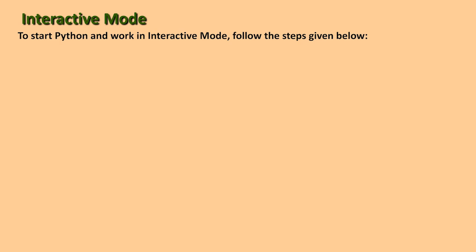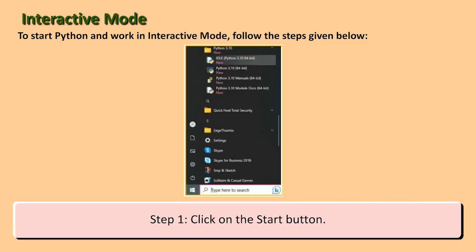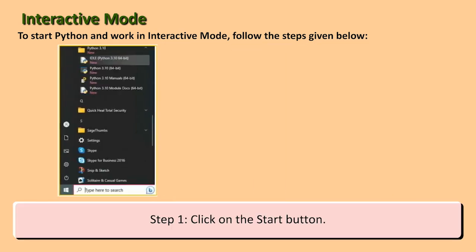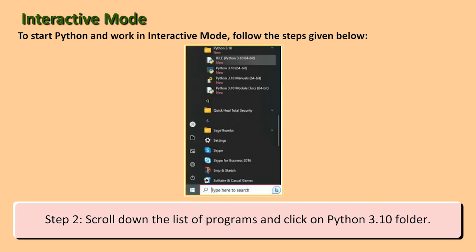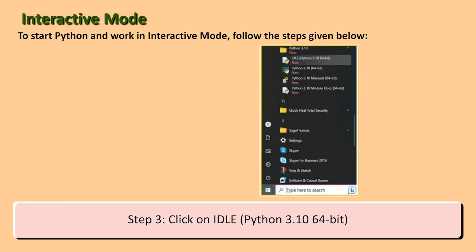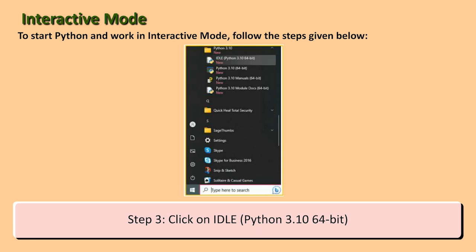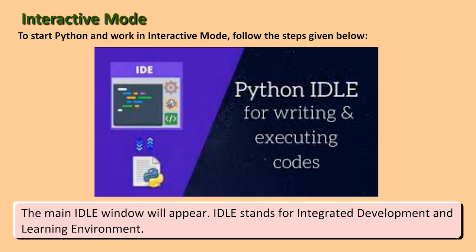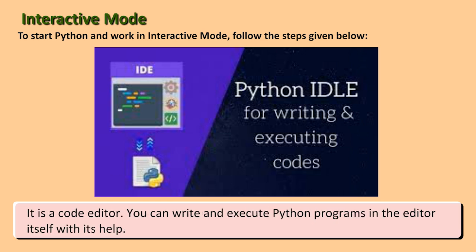To start Python and work in interactive mode, follow the steps given below. Step 1. Click on the Start button. Step 2. Scroll down the list of programs and click on Python 3.10 folder. Step 3. Click on IDLE, Python 3.10 64-bit. The main IDLE window will appear. IDLE stands for Integrated Development and Learning Environment. It is a code editor. You can write and execute Python programs in the editor itself with its help.